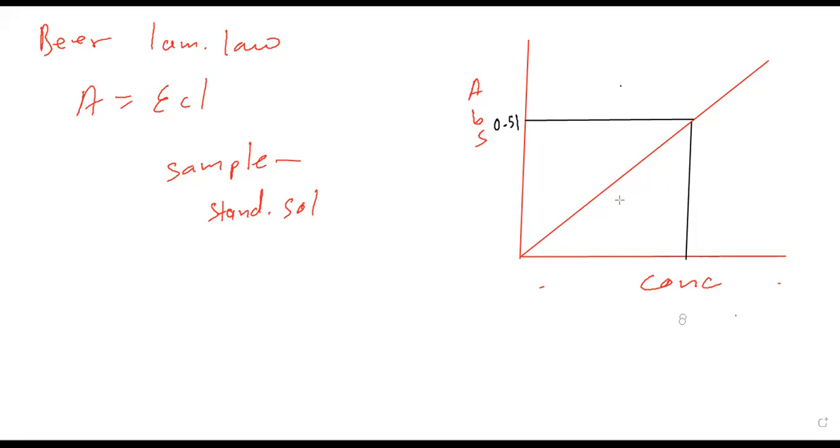So this is how you get a calibration curve. Not because it is called a curve means you're going to get a curve. It's a straight line, but it is called a calibration curve. Good. All right. They can ask you how to prepare a sample.